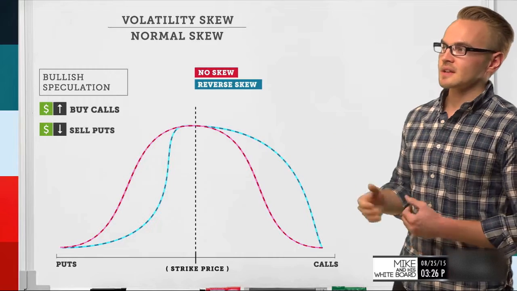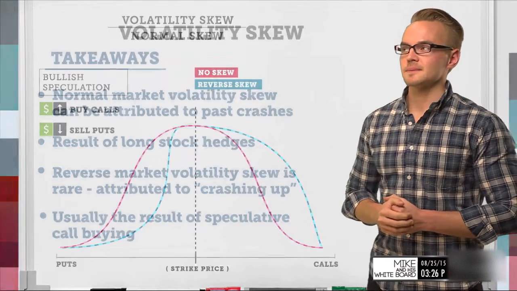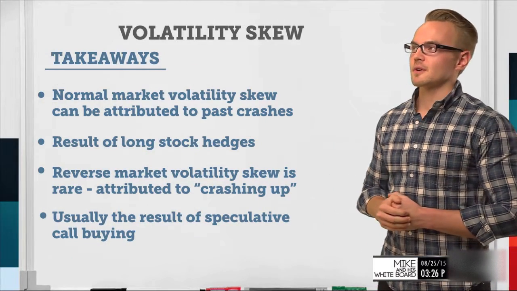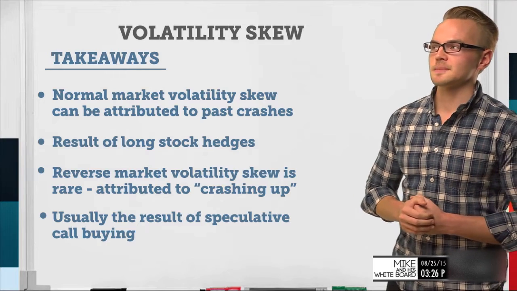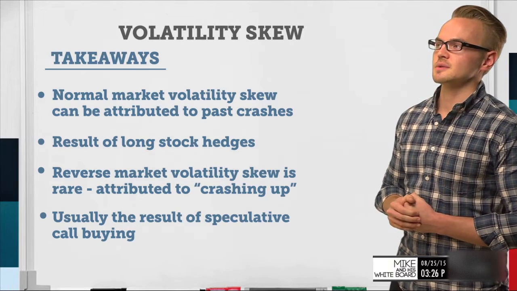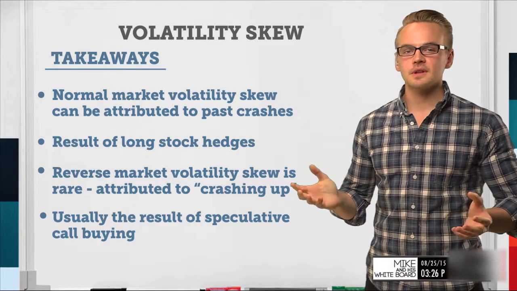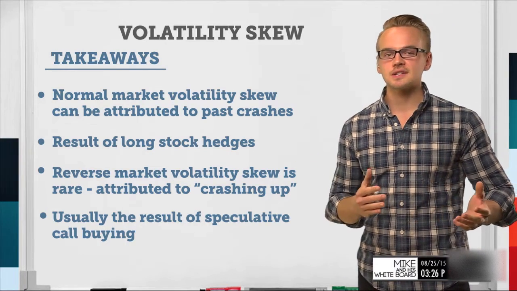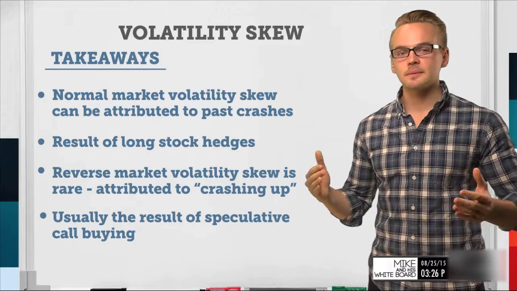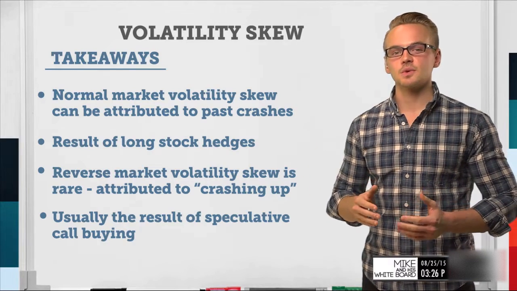So let's get to the takeaways here. Some takeaways for volatility skew. The very first one is normal market volatility skew can be attributed to past crashes. So if you have the ability to look at options data before crashes, you can see that there probably wasn't as much of a skew as there was today.